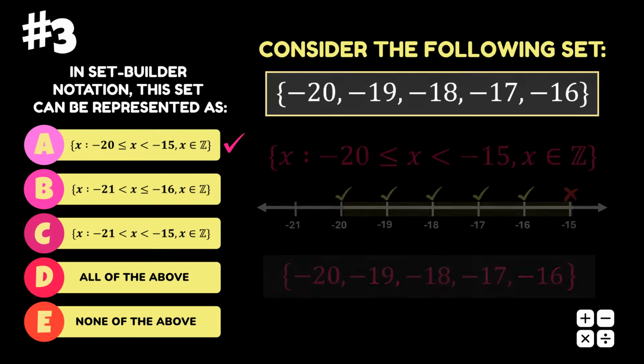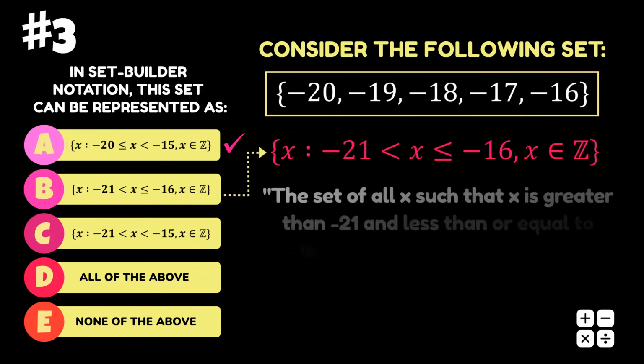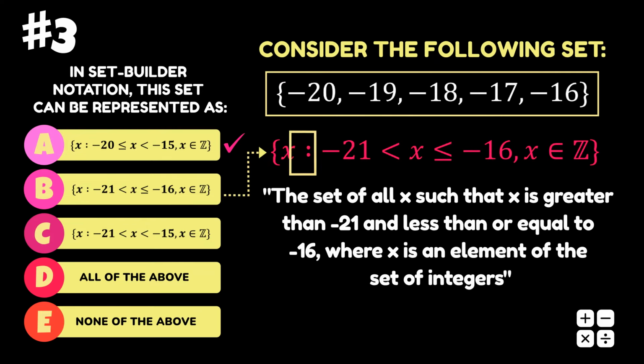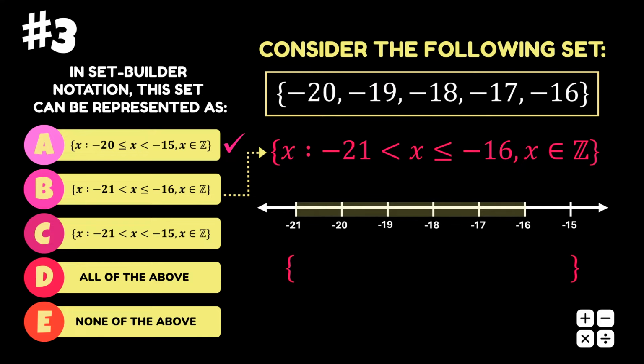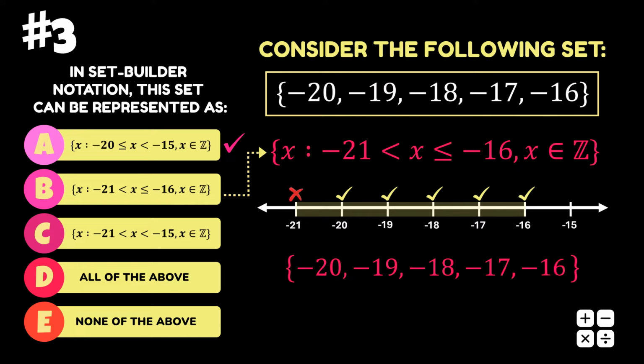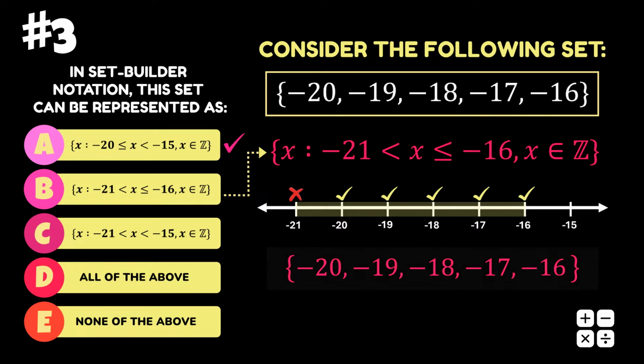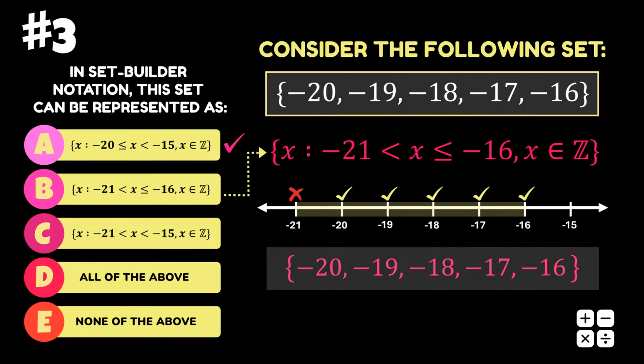Looking at option B, we can describe this set as the set of all x such that x is greater than negative 21 and less than or equal to negative 16, where x is an element of the set of integers. In other words, this set contains all of the integers between negative 21 and negative 16, with negative 21 excluded but negative 16 included. This set is identical to the set presented in the question, and so option B is also correct.